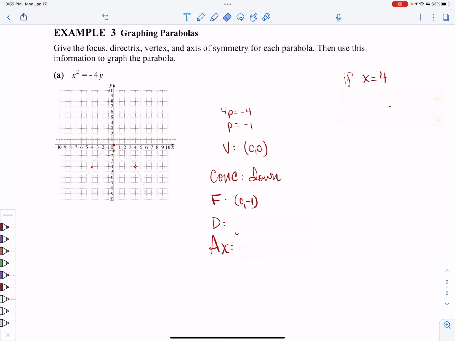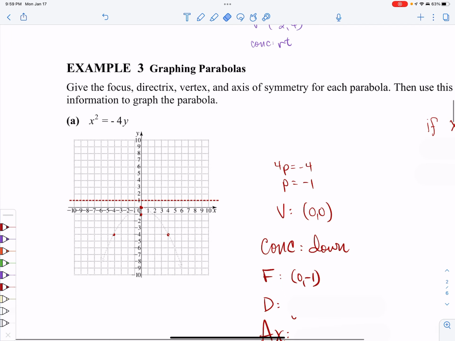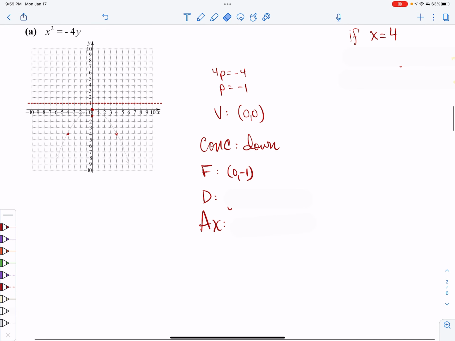My directrix then has to be a line that's 1 unit on the other side of the vertex. So once again, I've already got it drawn, but your focus was 1 unit away and your directrix is 1 unit away from that vertex. So this is a horizontal line, and horizontal lines always have the equation of y equals a number. So it's going to be at y equals +1.